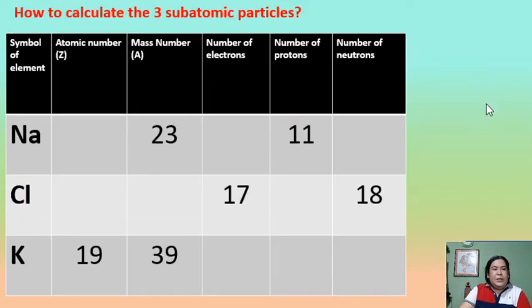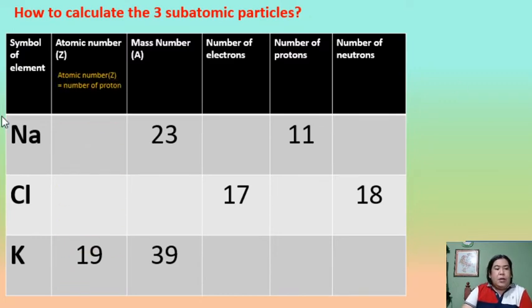Okay? So how to calculate the three subatomic particles? Okay. So, we have your atomic number and then the mass number and the three subatomic particles. So, how to identify the atomic number of the element? Pwede naman din siyang tignan sa periodic table kasi atomic number makikita naman sa periodic table. Pero kung ganito yung representation, this is the way how to identify them.